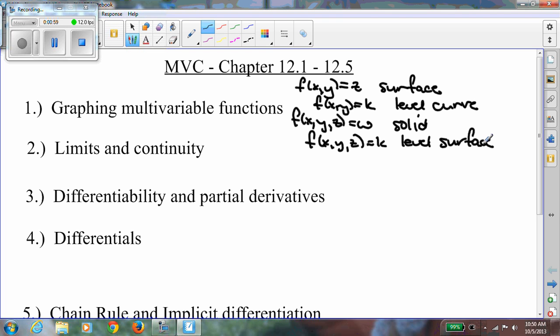Limits and continuity basically approach the same way we did last year, except we cannot use L'Hopital's anymore because our definition of derivative has changed. However, we could use the idea of polar to help evaluate our limits. This was especially useful if x and y were approaching 0, 0, because we could reinterpret that as r approaching 0.